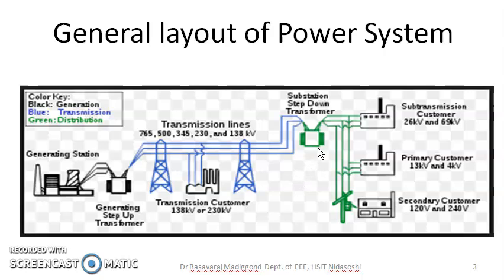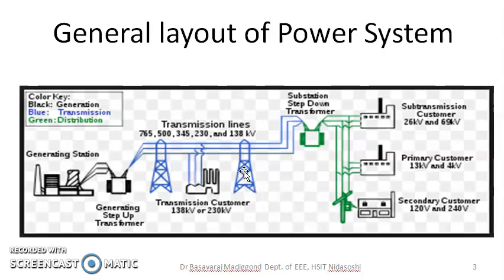Then again the voltage will be stepped down to, say, 11 kilovolts. Okay. Then it will be transmitted to the distribution transformers. Then from the distribution transformer it will be given to the local distribution system. From there we will supply the consumers.